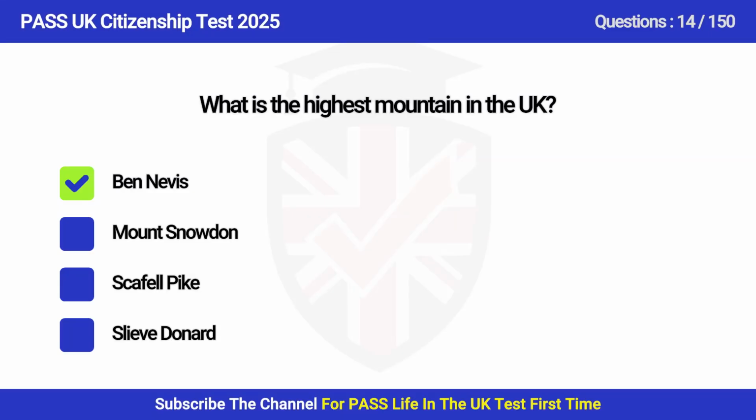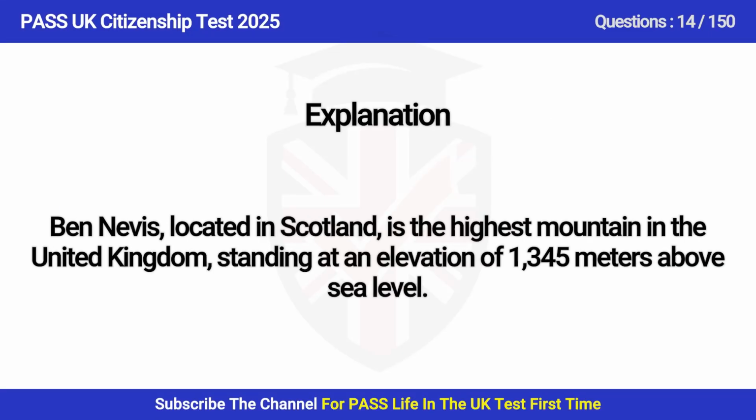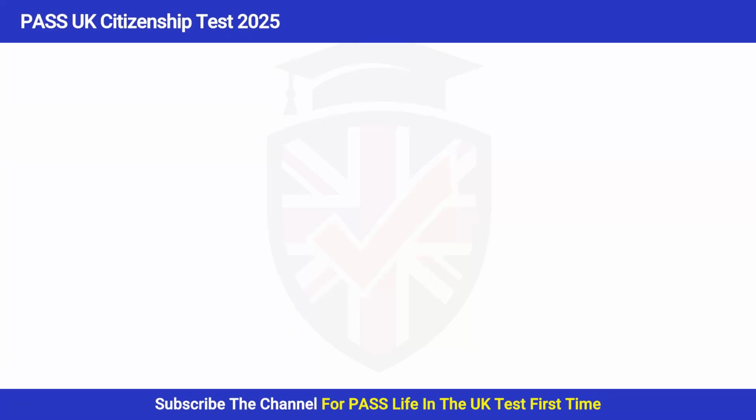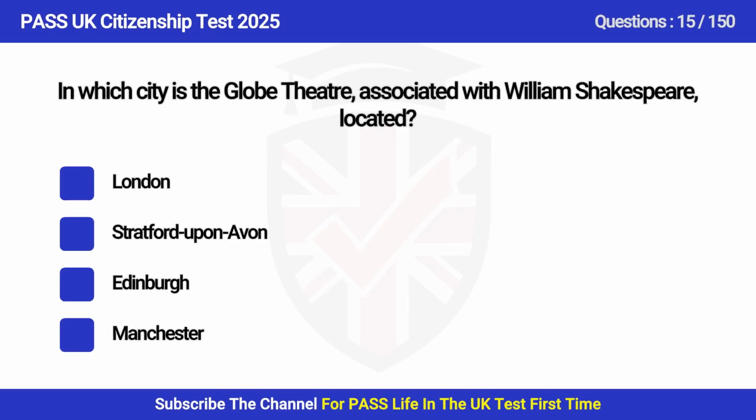The answer is A. Ben Nevis. Ben Nevis in Scotland is the highest mountain in the United Kingdom, standing at an elevation of 1,345 metres above sea level. Question 15. In which city is the Globe Theatre associated with William Shakespeare?